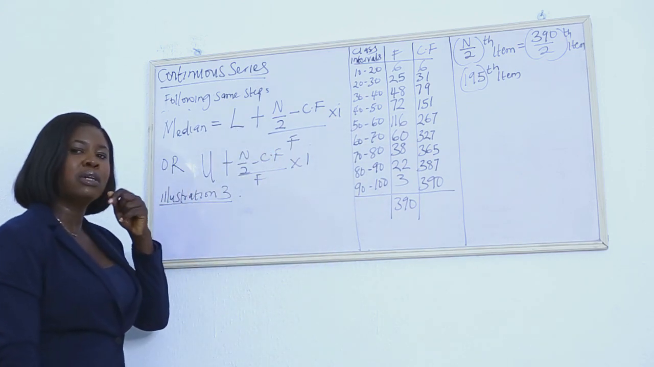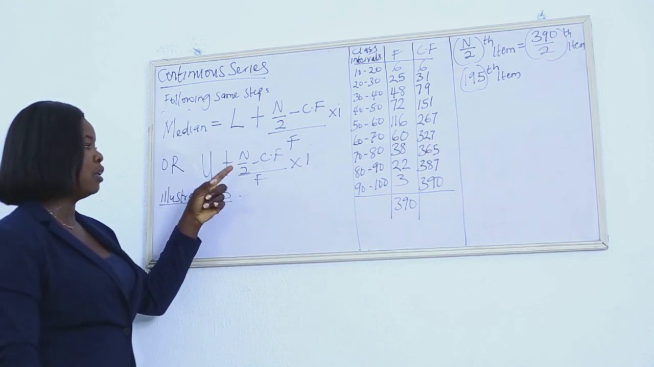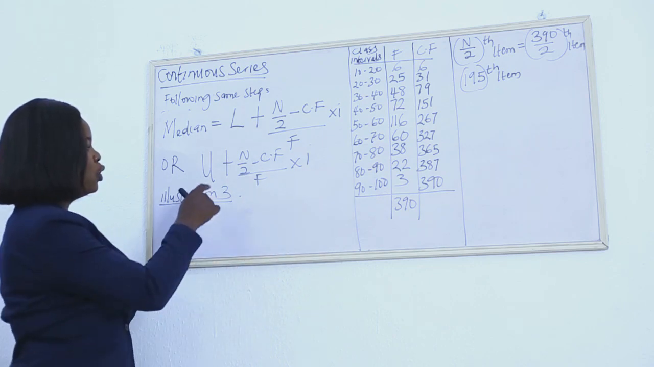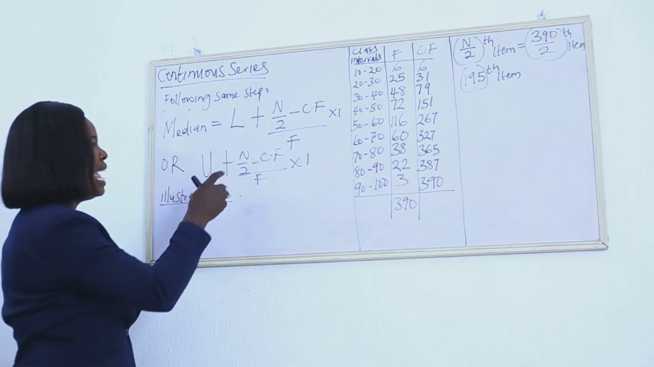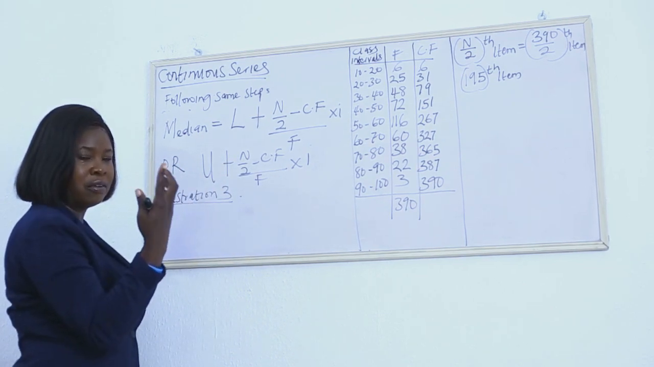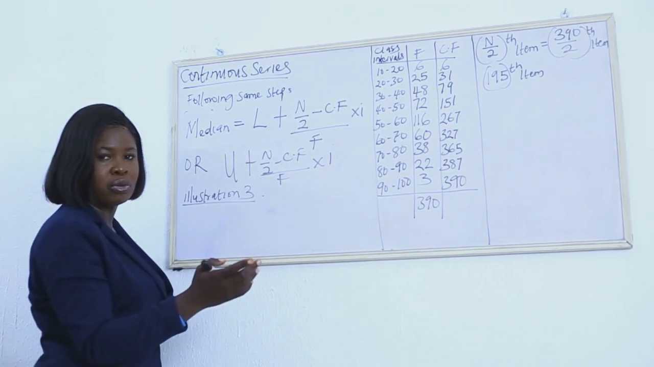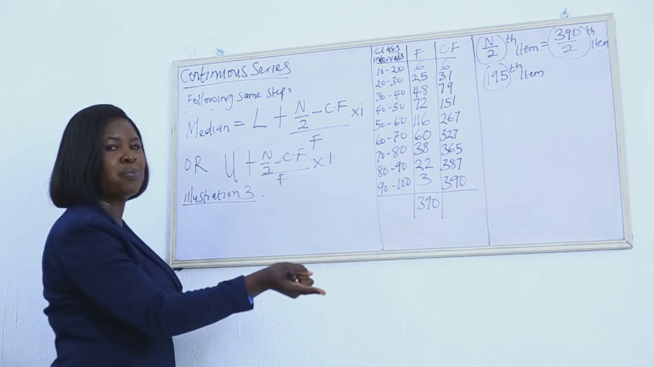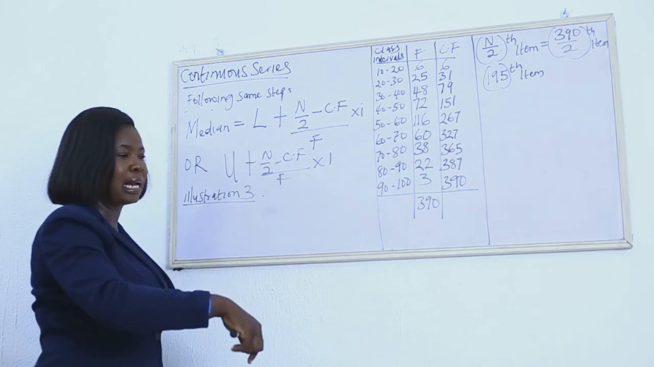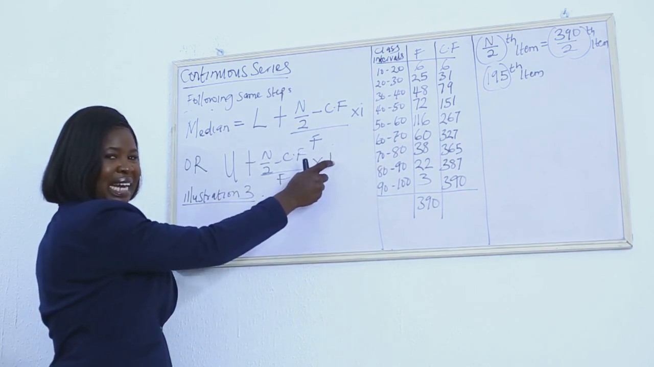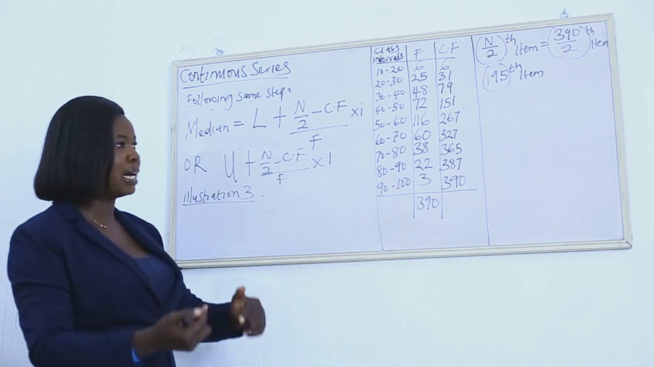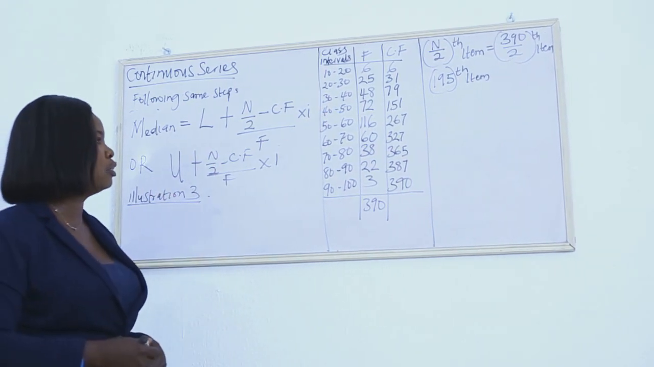And the other method is U plus n all over 2 minus cumulative frequency, all over f, times I. U means upper class limit, L means lower class limit. The median formula is n divided by 2 minus the cumulative frequency of the preceding class, divided by the frequency of that class, multiplied by the class interval. This can be C or I, class interval or interval of that class. Let's take a look at what I'm trying to say.